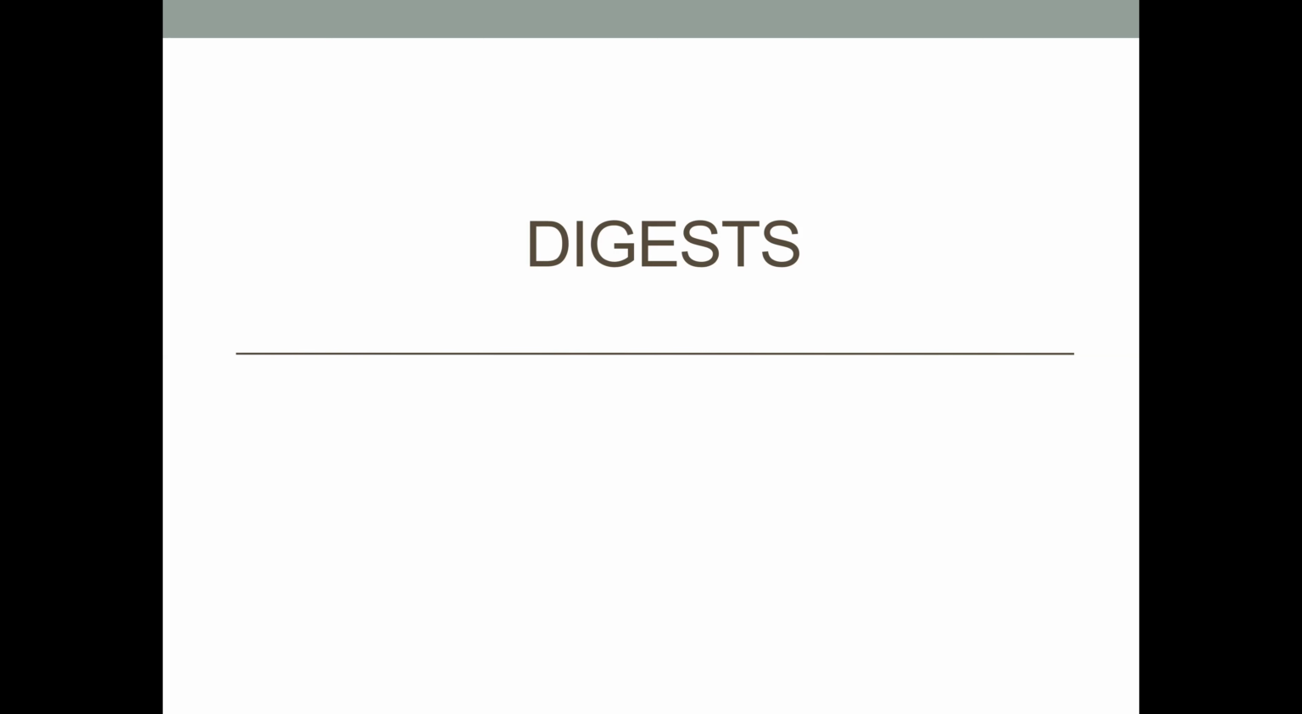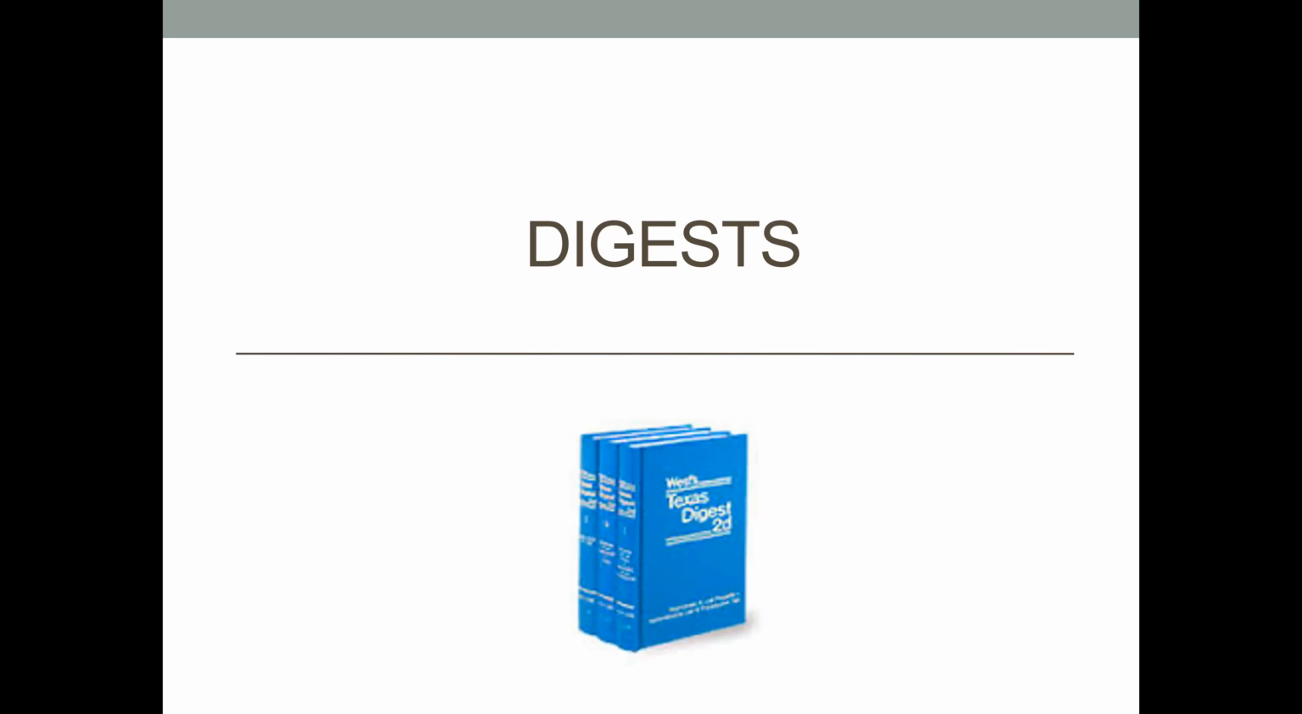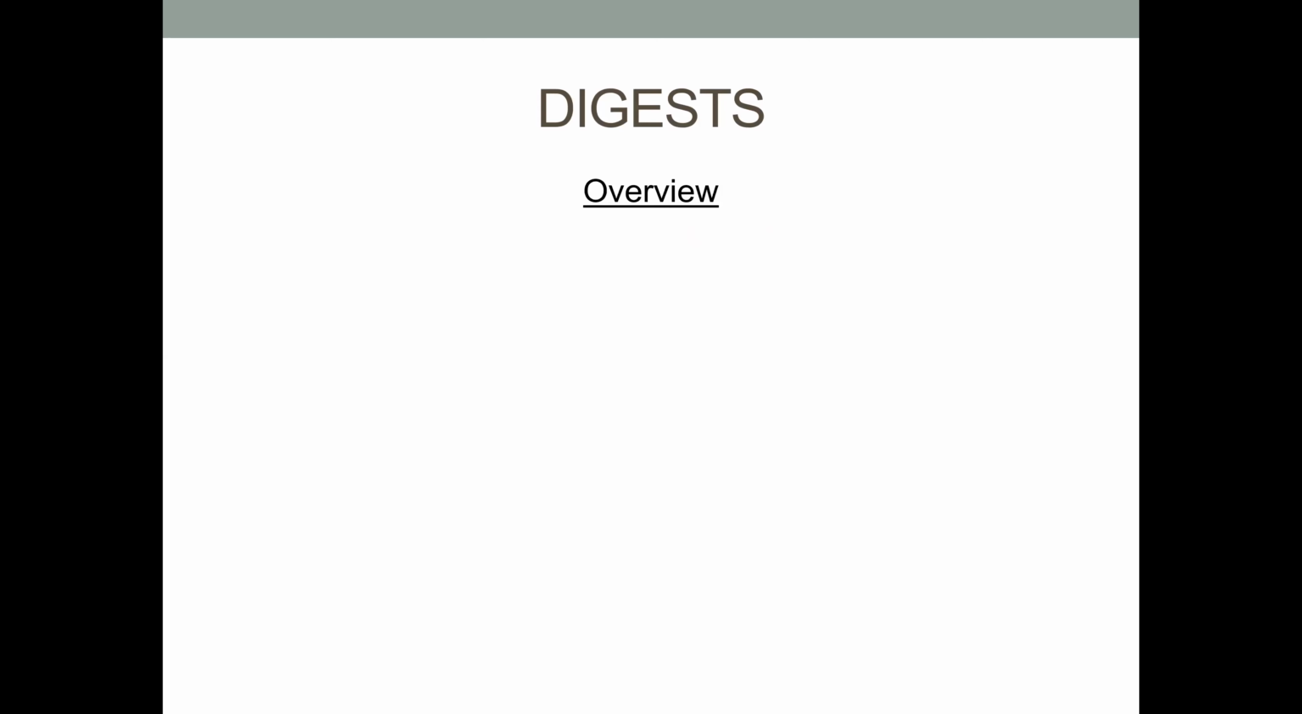And now that we understand what information we're provided in a head note and how that ties in to West's topic and key number system, now we are set to understand what a case digest is and how you use it. This picture here on this slide is a depiction of 3 volumes of the West's Texas Digest, second series, and it's the digest that pertains to Texas law. And so we'll be looking at that in more detail.